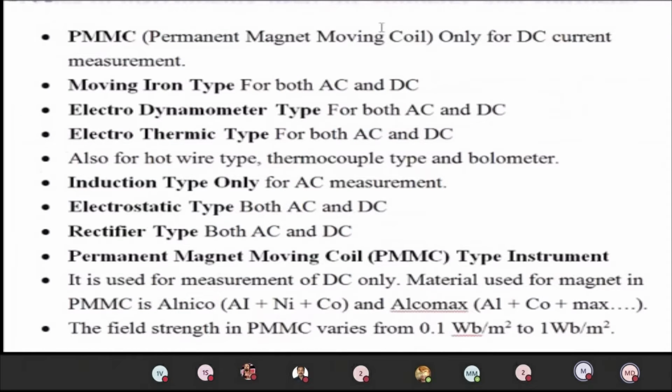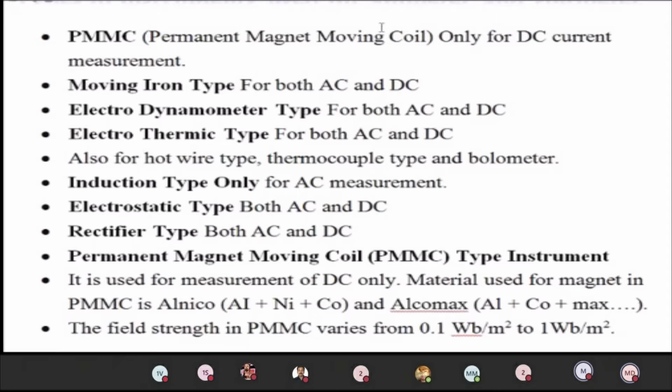And a few points again to be noted. PMMC stands for Permanent Magnet Moving Coil, which can be employed only for DC circuits, that is DC measurement, and moving iron type, which can be used for both AC and DC. Electrodynamometer type also can be used for both AC and DC. So mainly the second point you can note, moving iron type for both AC and DC, but we almost use only for AC.